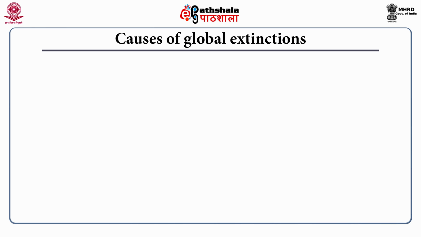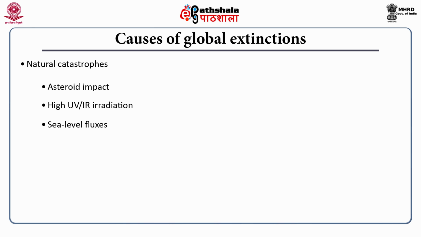What causes the global mass extinction events? There are a number of causes. You can never say that all 5 mass extinction events were caused by just one factor. That is impossible. There are multiple factors, and it is more often multifaceted. Natural catastrophes could be one major reason, such as asteroid impact, high UV or infrared irradiation, sea level fluxes, anoxia, global glaciation, and volcanism, and many of these factors could be the causative agent of the next factor.